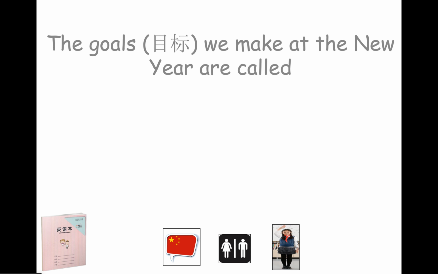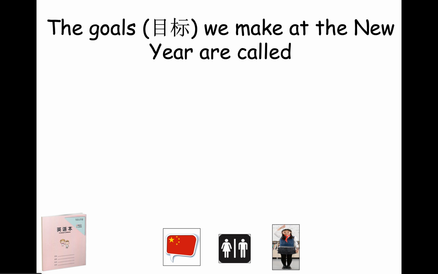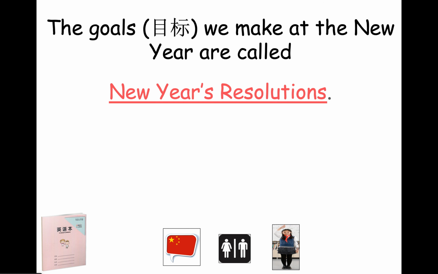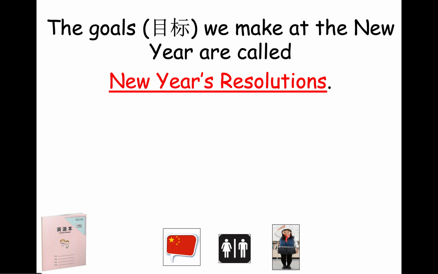Now, I'll show them this. The goals we make at the new year are called, they don't know, so I show them New Year's resolutions. Now, even Chinese grown-ups who speak English might not know this. It's not something I think that they really learn in school here. I don't know how common New Year's resolutions are in China as a tradition, so I don't know.